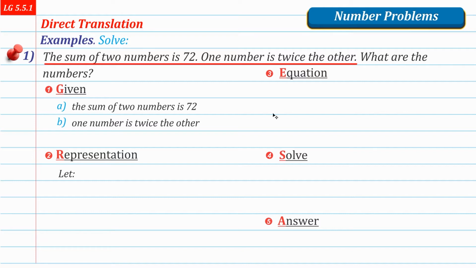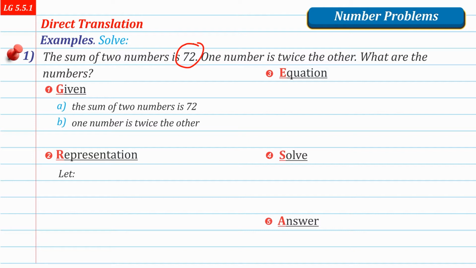Let's see. Let me read the problem. The sum of two numbers is 72. Given number 1. Sir, pwede rin condition 1 yan. Okay. Kung magta-trial and error ka, that's the first condition. Next, one number is twice the other. Given number 2. Sir, pwede rin second condition. Trial and error ito, sir. Dalawa lang naman ang condition. Good luck naman sa'yo. Sum of two numbers is 72.